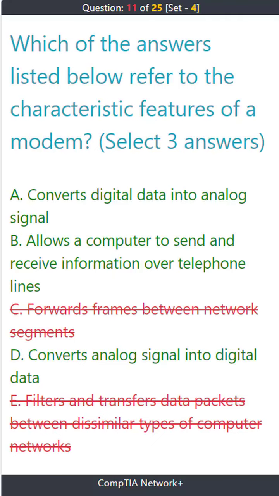The correct answers are A. Converts digital data into analog signal. B. Allows a computer to send and receive information over telephone lines. D. Converts analog signal into digital data.